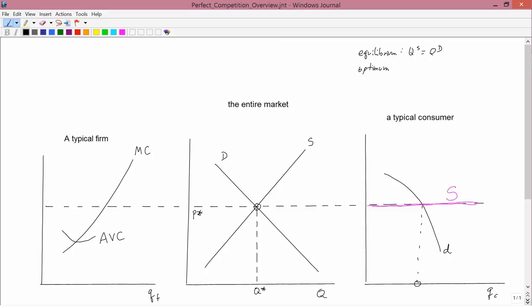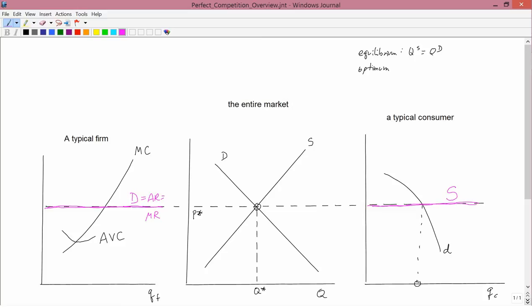Now let's think about what happens with the firm. The firm does not see the downward sloping demand curve of the middle diagram, which is the true market demand curve. The firm, and of course here we're just talking about a competitive firm, sees this demand curve. Demand equals average revenue equals marginal revenue. Now, that's not the true demand curve. The true demand curve is the one in the middle diagram.